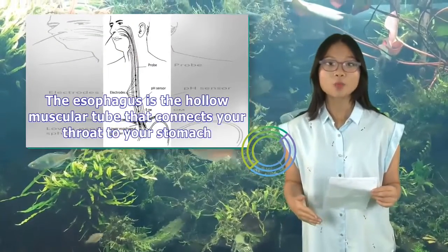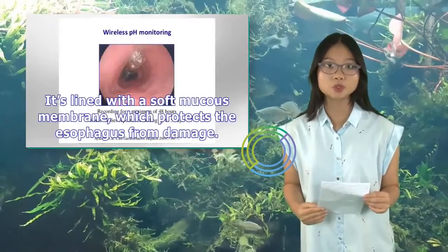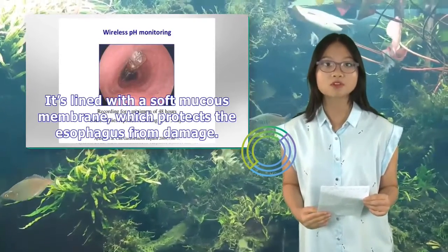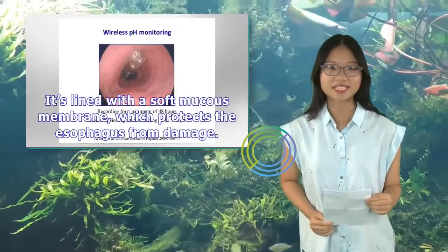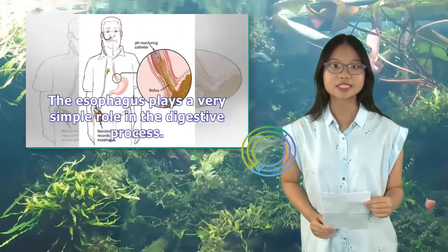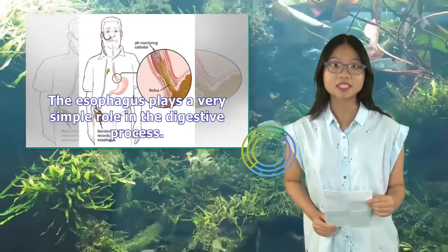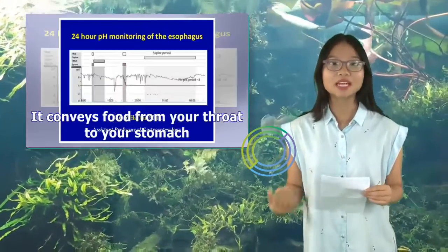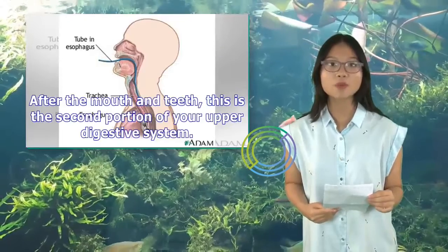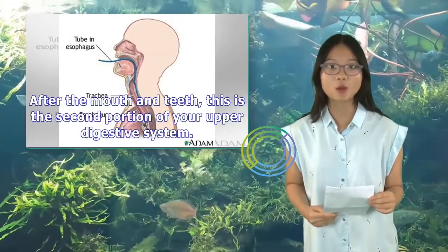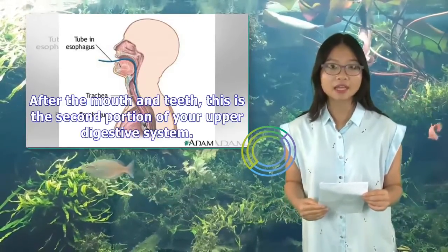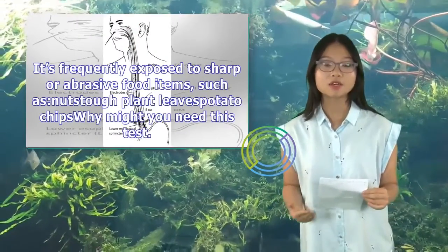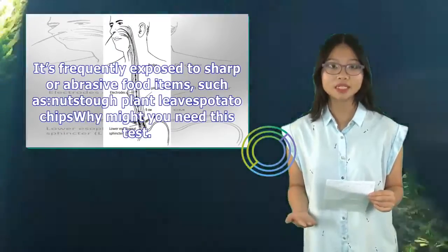The esophagus is the hollow muscular tube that connects your throat to your stomach. It's lined with a soft mucous membrane, which protects the esophagus from damage. The esophagus plays a very simple role in the digestive process. It conveys food from your throat to your stomach. After the mouth and teeth, this is the second portion of your upper digestive system. It's frequently exposed to sharp or abrasive food items, such as nuts, tall plant leaves, and potato chips.